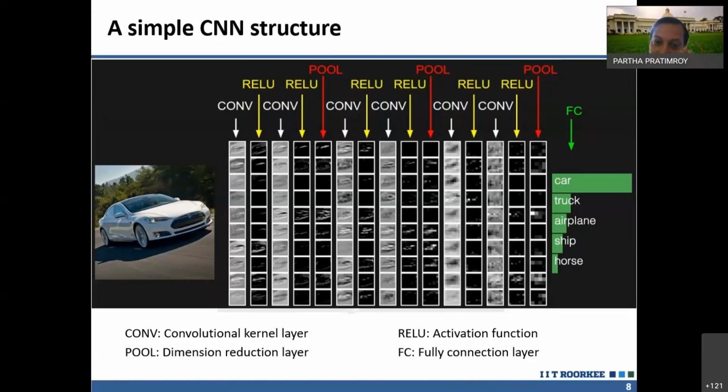These are like weights. This 3 cross 3 is like weights. These weights are modified according to the backpropagation algorithm. So you do not need to do any pre-processing. These are done through the machine.